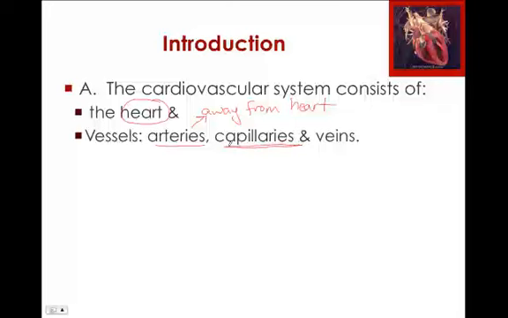Capillaries are going to be these tiny blood vessels that connect arteries to veins, and you'll see that this is where oxygen and nutrients will leave the blood vessels. The capillaries are these very thin vessels that will allow exchange to occur between the tissues and the blood. And then we have our veins, and our veins again are going to always carry blood to the heart.